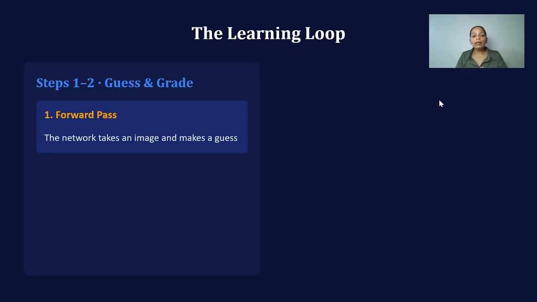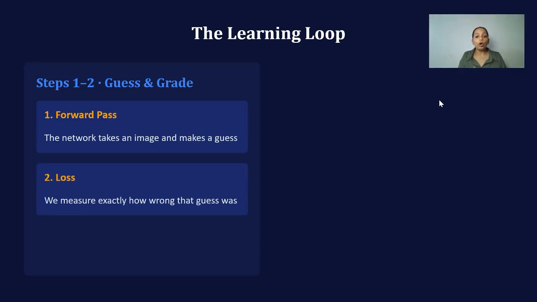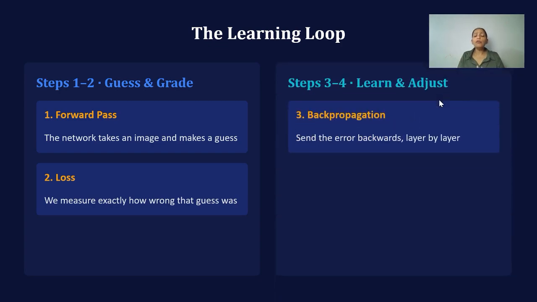The network takes an image, makes a guess, for now a bad one, since every weight starts out at random. Second, loss. We compare that guess to the real answer and calculate a number that says exactly how wrong it was. That is called the loss.